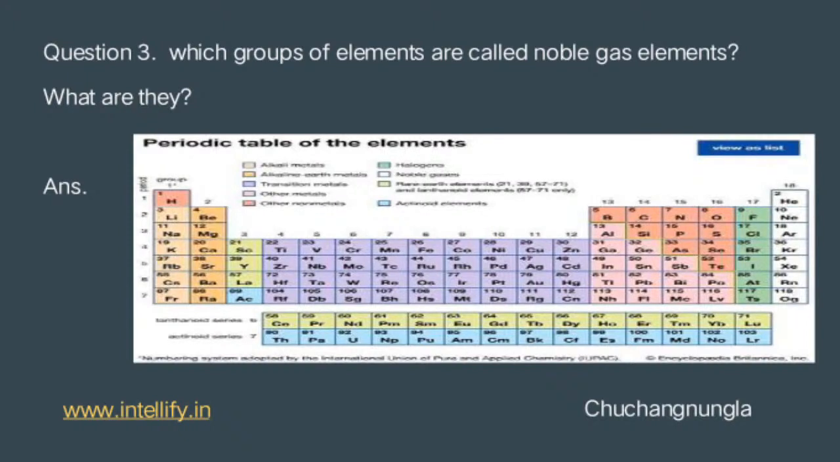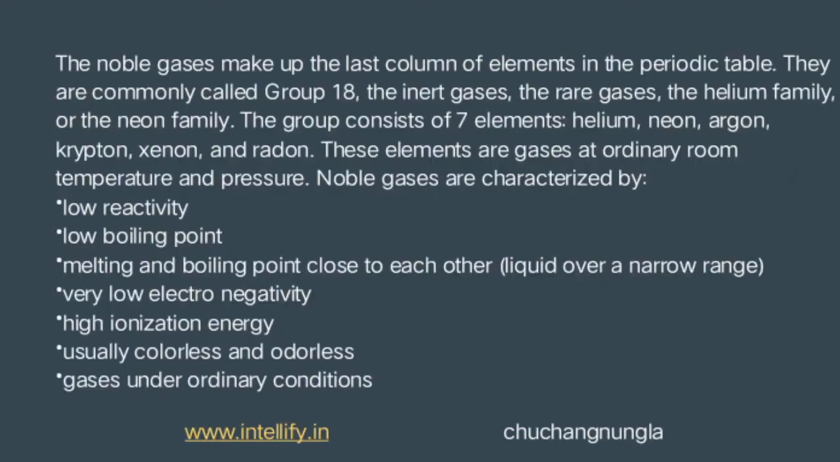Question 3. Which group of elements are called noble gas elements? In the periodic table, we see that the last column of elements, that is group 18, are called the noble gases. This group consists of 7 elements and they are helium, neon, argon, krypton, xenon and radon.